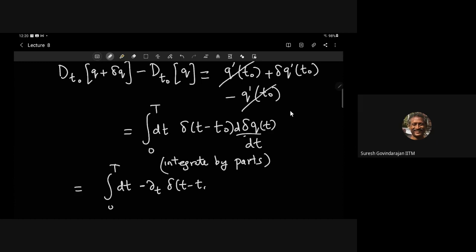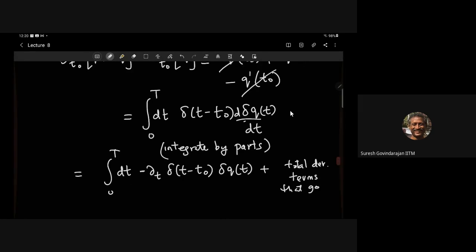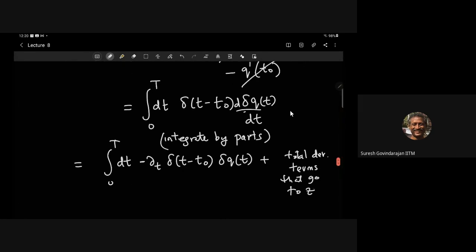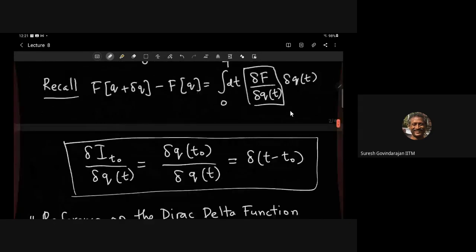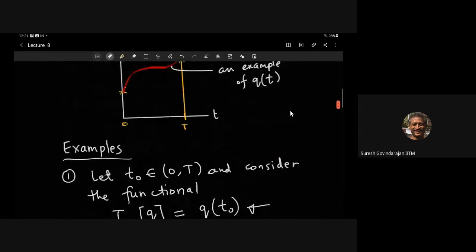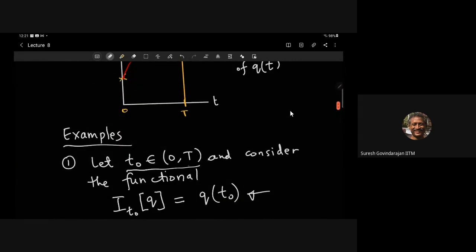There'll be a minus sign, plus a total derivative, which vanishes. Why do they go to 0? Because, coming back, we said t naught is not included, so t naught belongs to the open interval between 0 and T, so it does not take the values 0 and T.